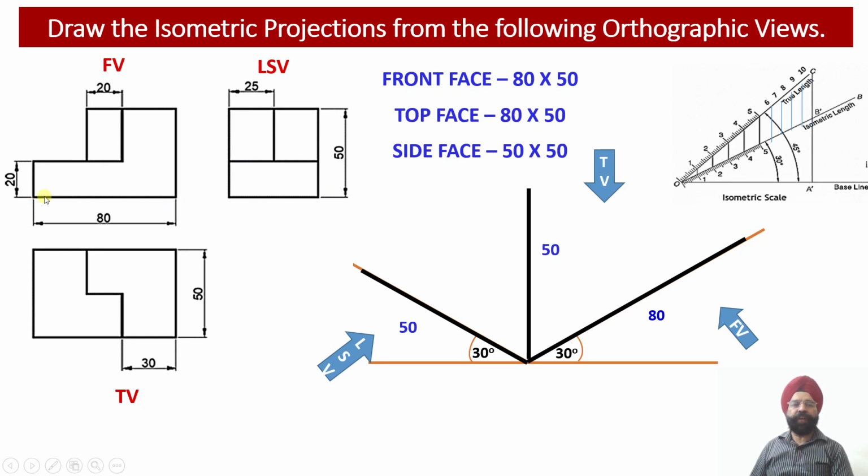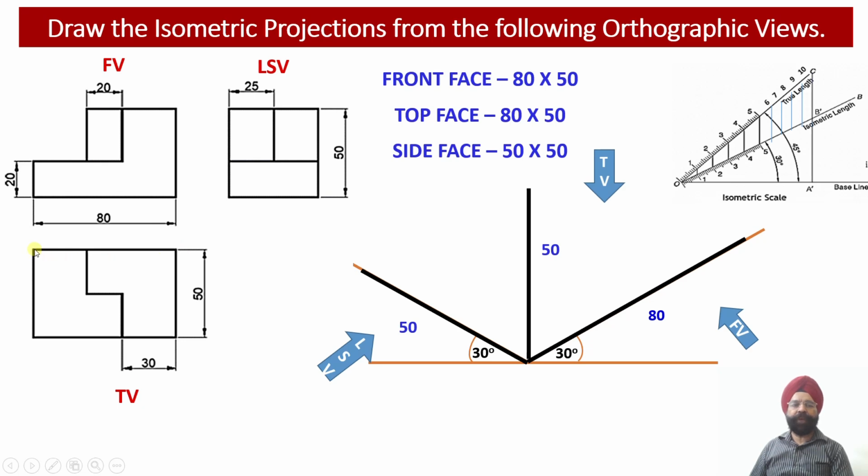Let us first look at the projections available with us. So this is the front view. Please check the length of the solid. In the front view it is given as 80 millimeter. The height of the solid is available from the side view, which is equal to 50 millimeter. So the front face rectangle will be drawn with the size 80 millimeter by 50 millimeter.